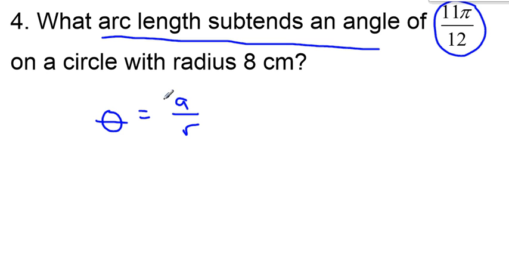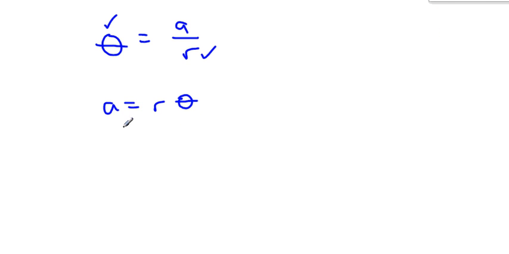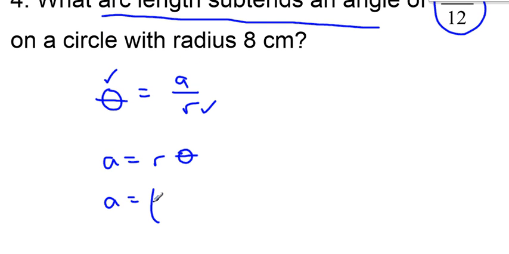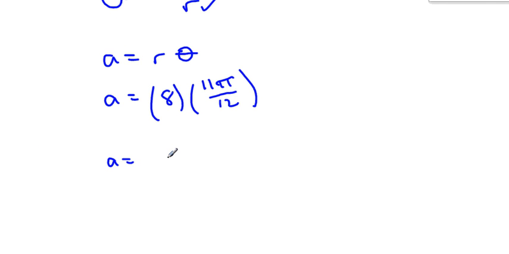So I know what the angle is, and I know what the radius is. So I'll rearrange the formula because I'm solving for arc length. So I know that arc length is equal to the radius, which is 8, times the angle, which is 11 pi over 12. So all I have to do now is this bit of math. I'll assume that you want an exact answer, meaning I'll leave things in fraction form and I won't calculate out the value of pi.